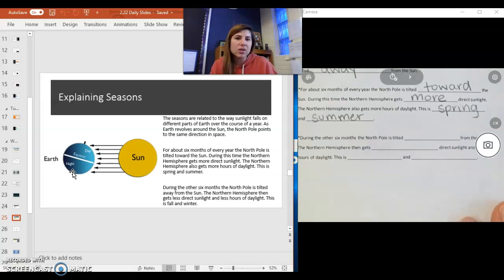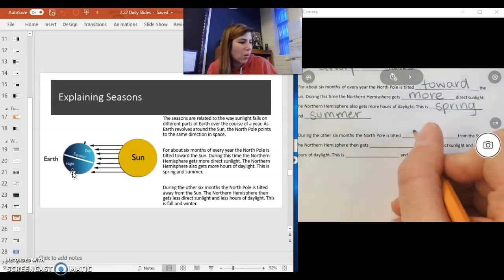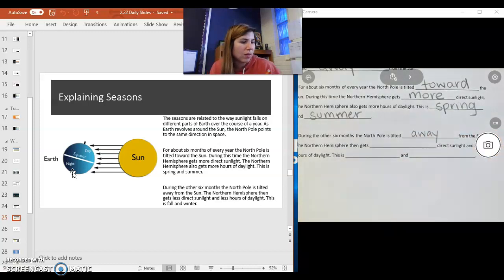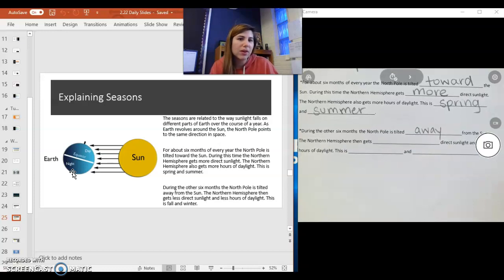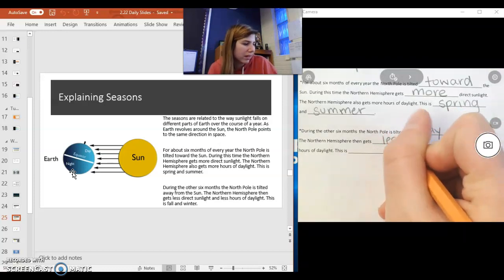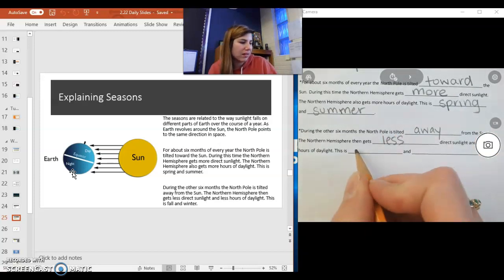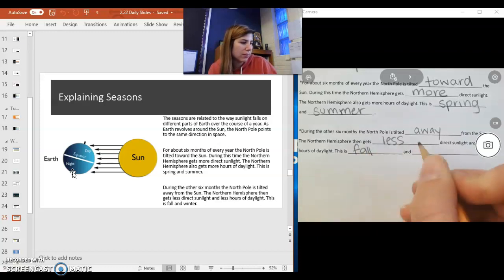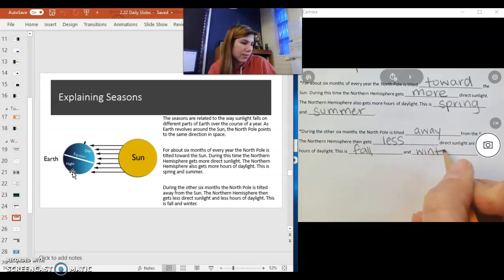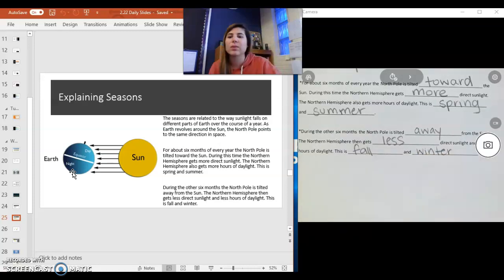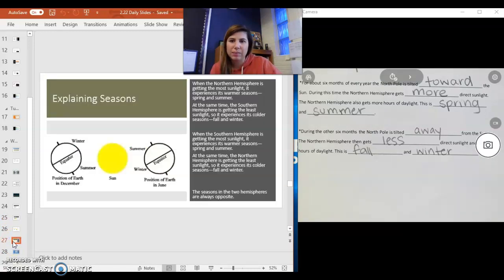On the other hand, during the other 6 months, the North Pole is tilted away from the sun. And because of that, the northern hemisphere gets less direct sunlight and less hours of daylight. So this, thinking about seasons, would be fall and winter, because again, our days get shorter in fall, and we experience the shortest days in winter, and we're also experiencing colder temperatures in fall and winter. We'll take a closer look at this in just a second.